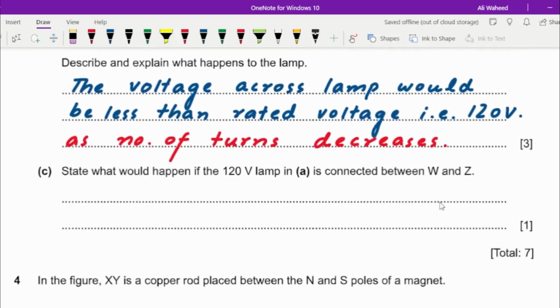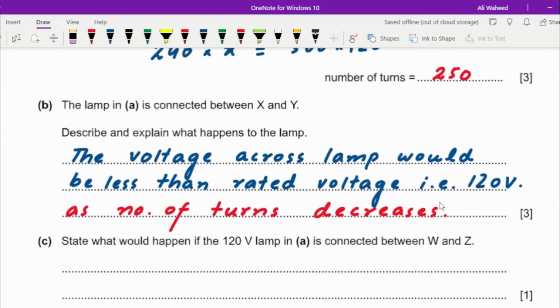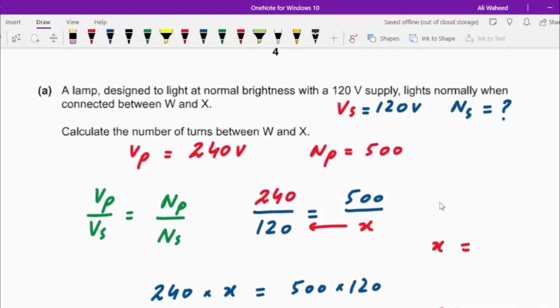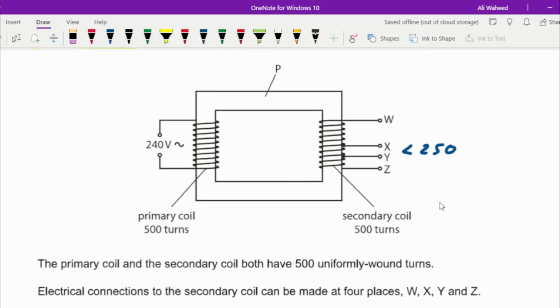Okay, so now we have the next one. State what would happen if the 120 volt lamp is connected between W and Z. Okay, so the lamp of 120 volt is connected between W and Z. So where's W and Z? So this is W and Z. W and Z. So what does that mean?